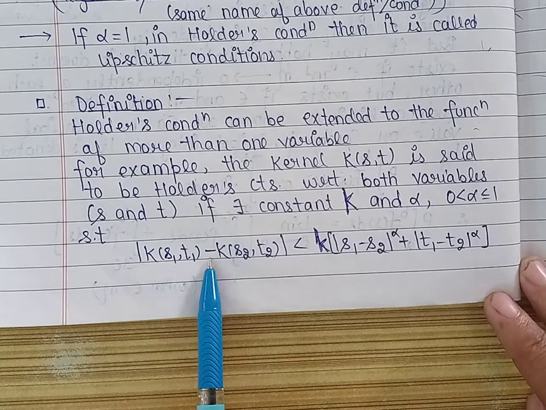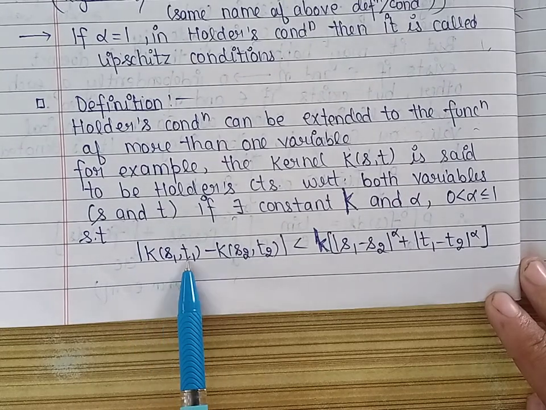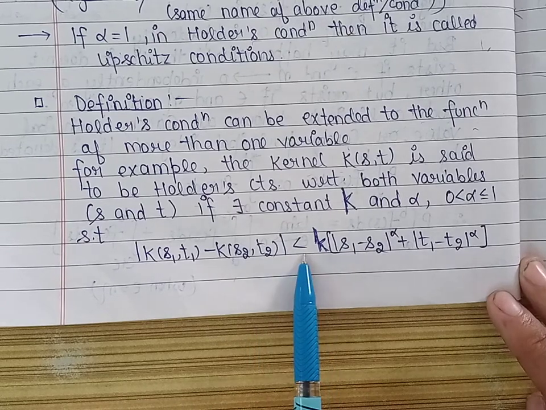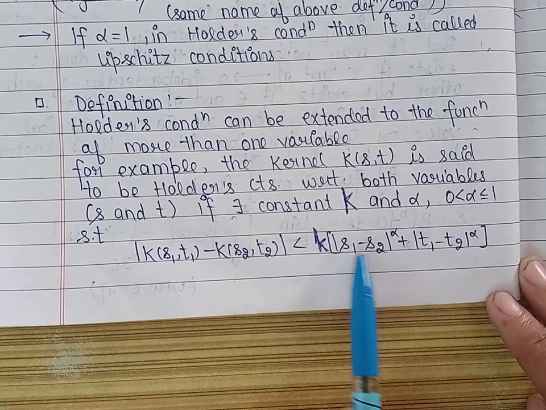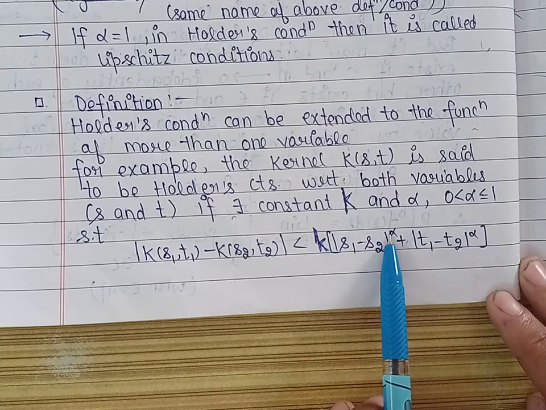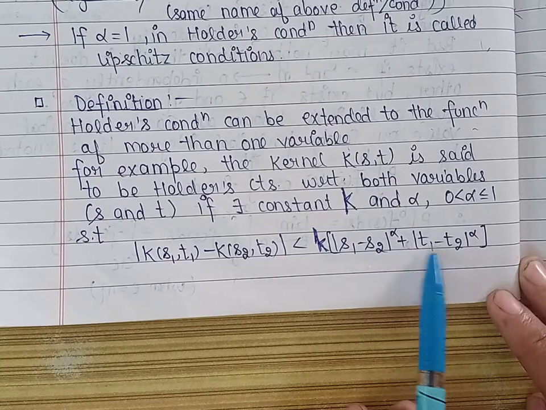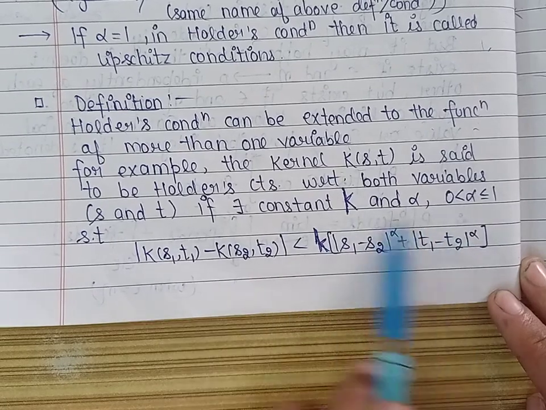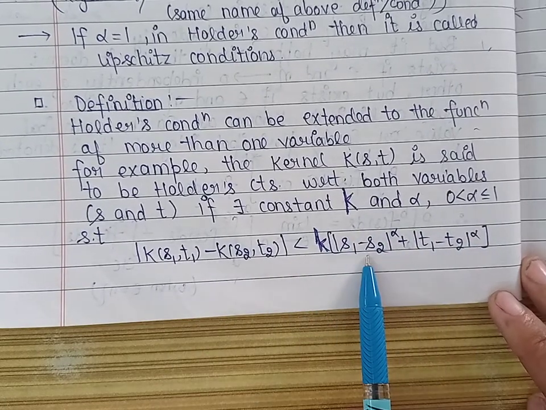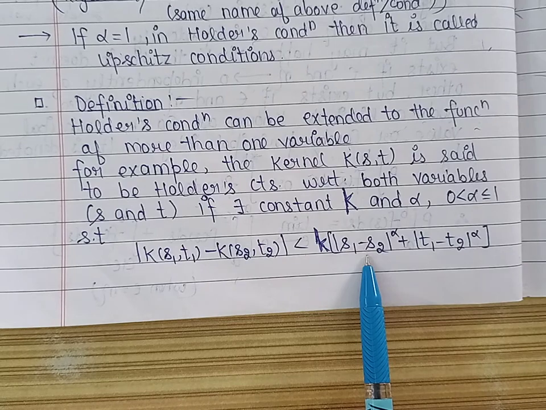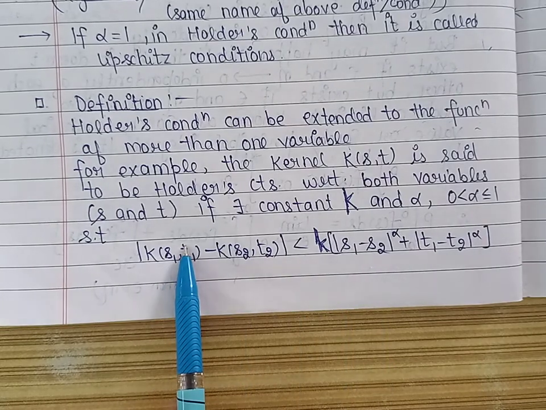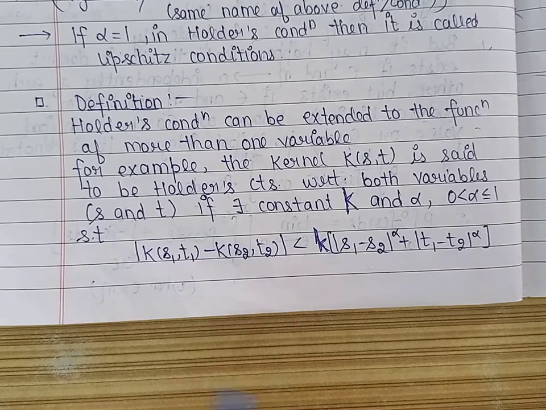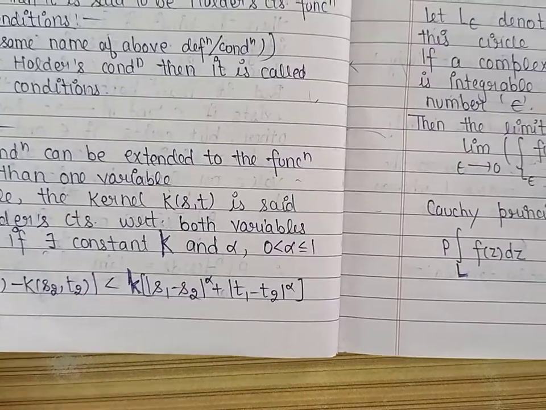the absolute value of the difference of k of s1, t1 and k of s2, t2 is less than k times |s1 minus s2| raised to the power alpha plus |t1 minus t2| raised to the power alpha. So if this condition is satisfied, we say that the kernel is Holder's continuous. Here the points (s1, t1) and (s2, t2) lie within the range of integration.